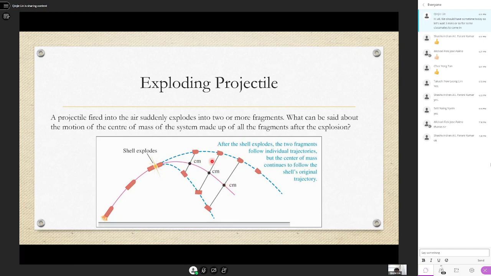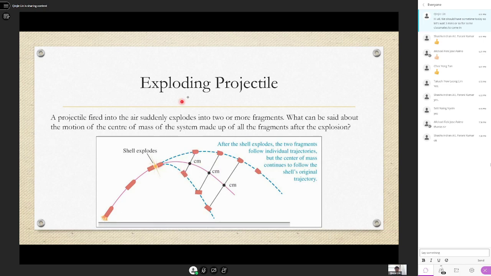So you see here, this is the original trajectory, correct? If this shell never exploded, it would follow along this line. And this is where the CM will follow. So it follows the line as if it never exploded, because the CM of the system of particles will still follow as if it's one particle, which is where the CM is. Now, this is for two particles only.